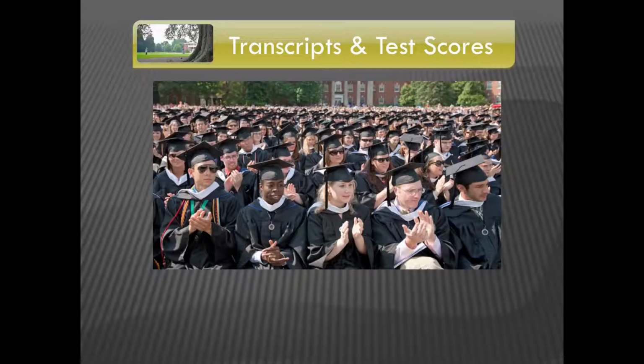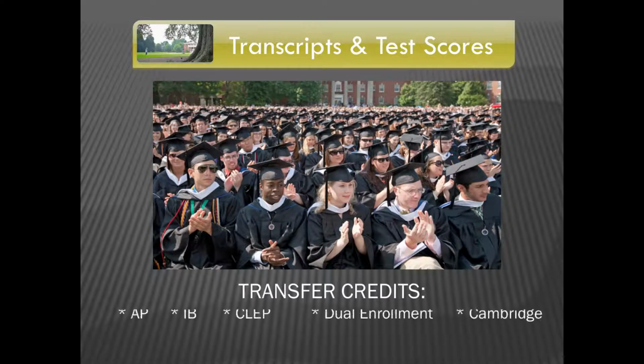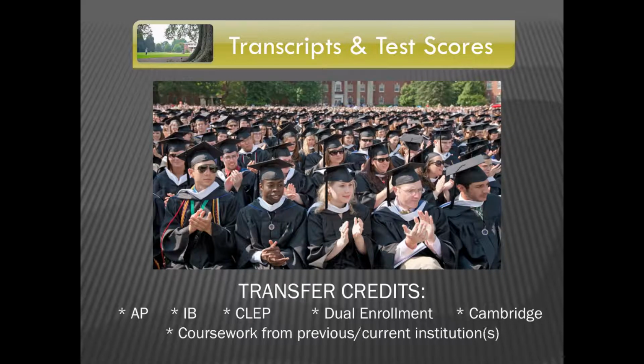Now we will discuss transcripts and test scores. You should have received a copy of your transfer evaluation from the registrar's office. Your current class standing reflects the transfer work we have on record for you at this time. This evaluation should include any advanced placement, international baccalaureate, CLEP, and Cambridge credits you have earned, as well as coursework from another institution. Look at your evaluation and verify all your previous college-level work is recorded properly.